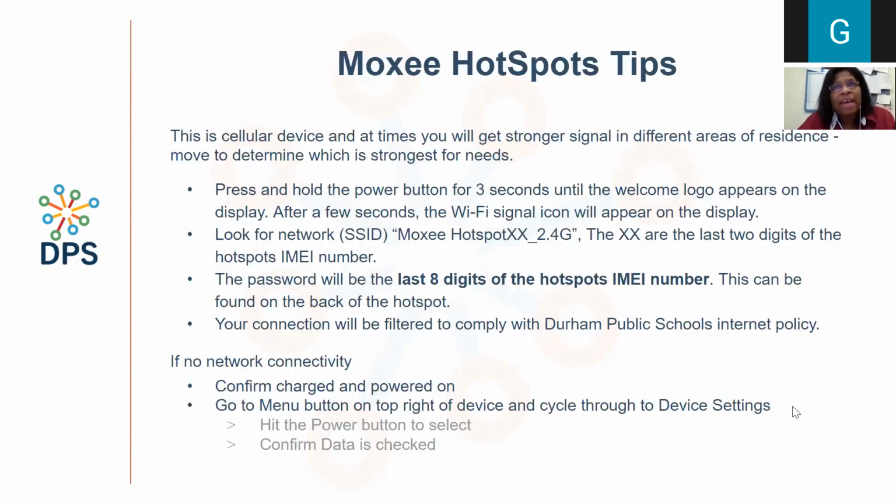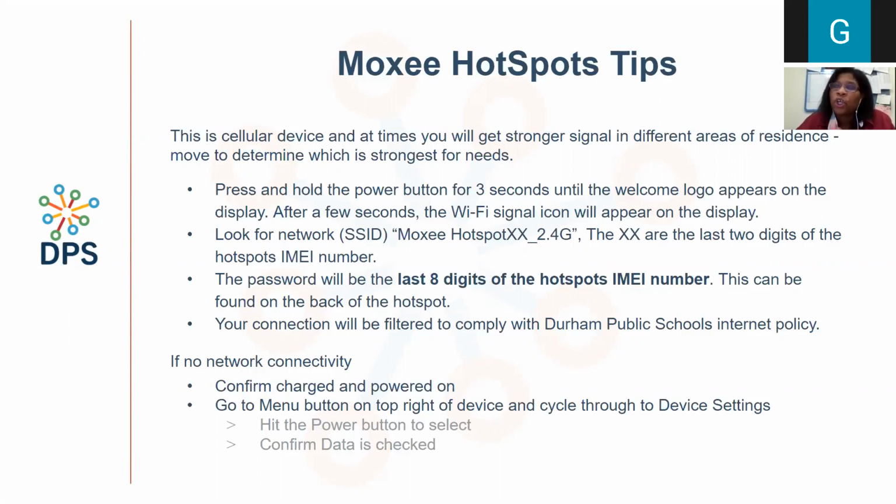Again, some of you might have the Moxie hotspots. The best tip I can give you is that this is a cellular device, and at times you'll get a stronger signal in certain areas of your house, just like with a cell phone. Please walk around your house and decide which is the strongest area for your needs, especially if there's more than one person connected to this hotspot.